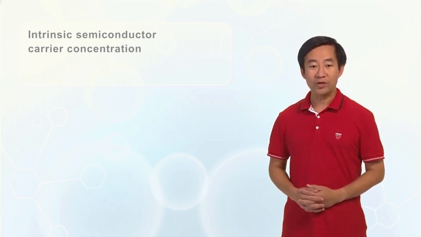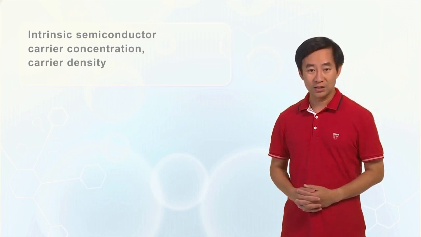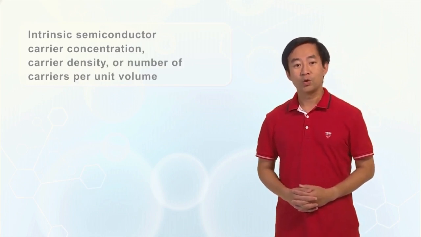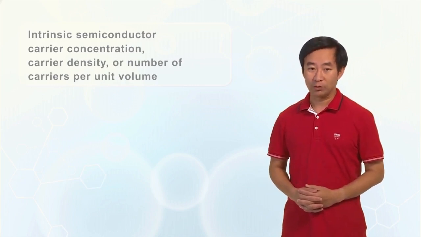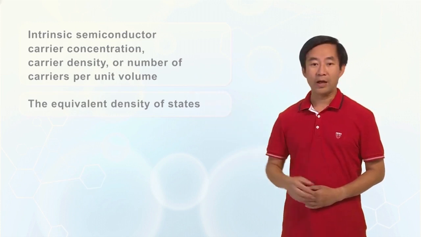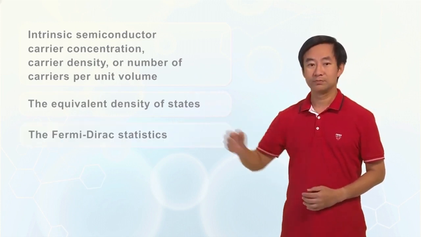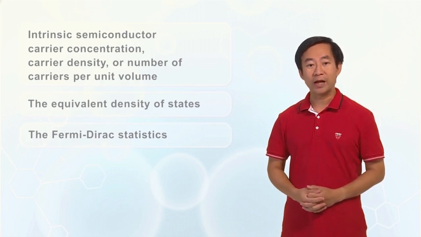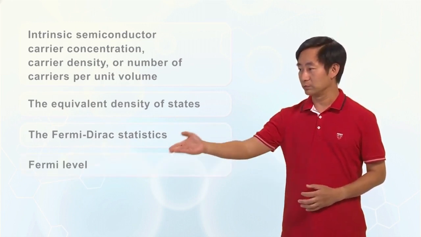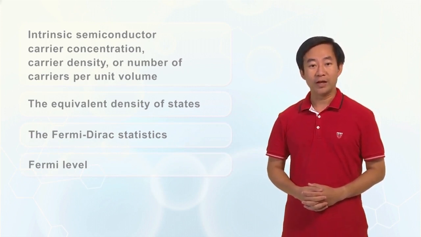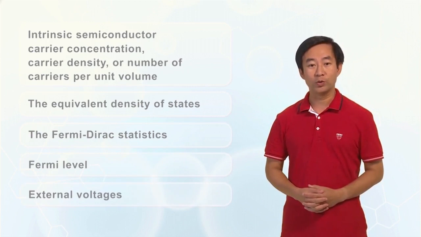To calculate the carrier concentrations, or carrier density, or the number of carriers per unit volume, which are the same thing, two new concepts have to be introduced. They are the equivalent density of states and the Fermi-Dirac statistics. After this, we will give the definition of an important energy level called the Fermi level. With the Fermi level defined, we can then explain how carriers respond to external voltages.